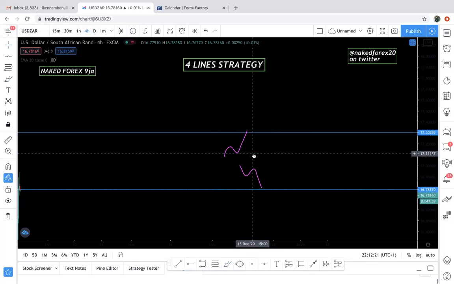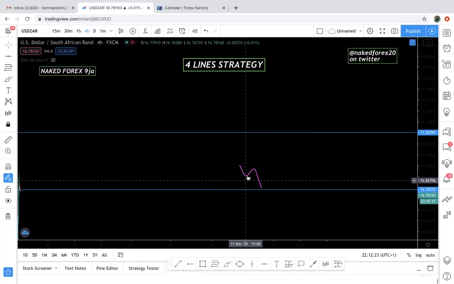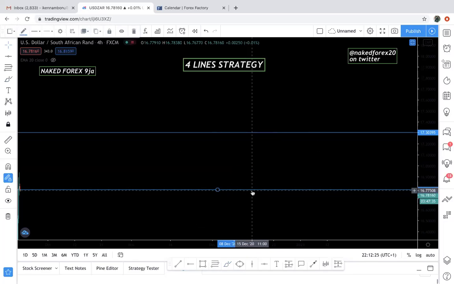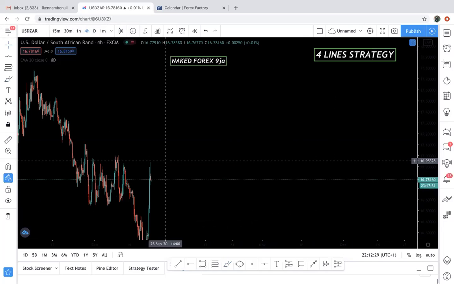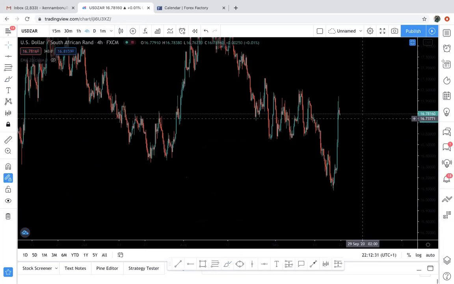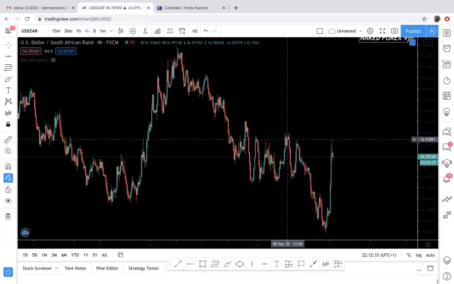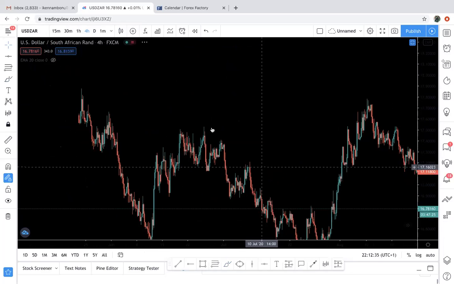Okay, and let me just show you one example on the chart, and we move on from there. So very simple stuff, 4 lines. Just take notes of everything I said. You can watch the video over and over again.